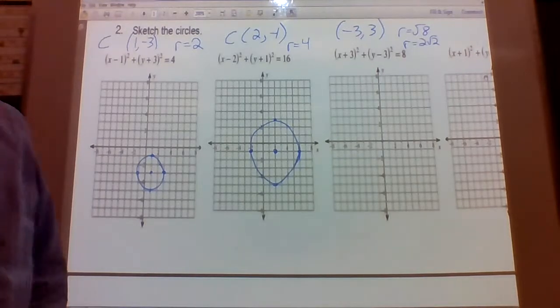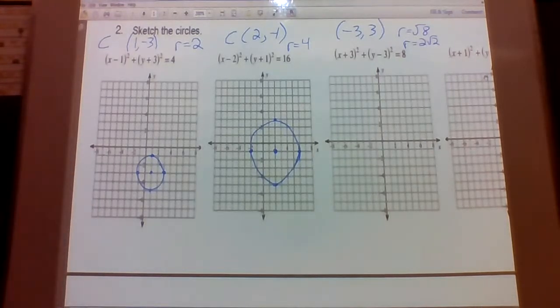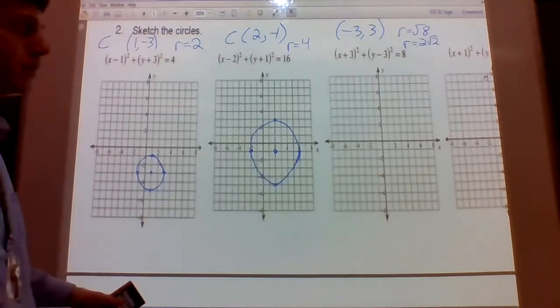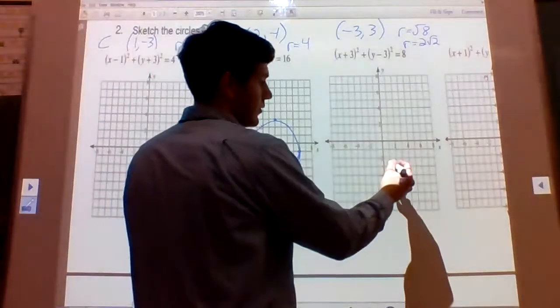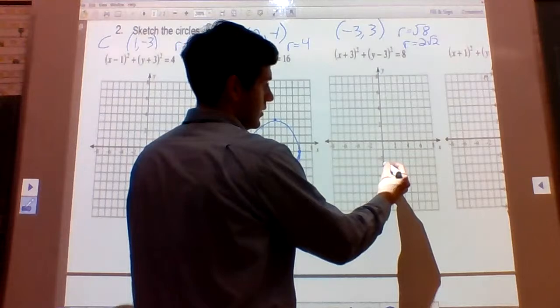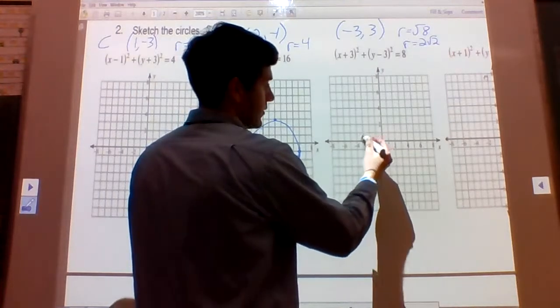So that's a little less than 4, I believe. Let me get a decimal on that. 2 square root 2. It's going to be 2.8. So it's about 3, a little less than 3. So our center is -3, 3.